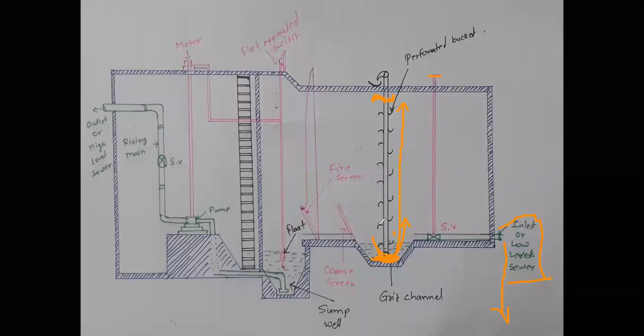Why are we using a perforated bucket? Because this bucket has holes at the bottom, which allow the water to fall down but not the grit particles. So the water keeps falling down, but not the grit particles. The grit particles will be collected here in the disposal tank, and this process will keep working continuously. Do you understand?